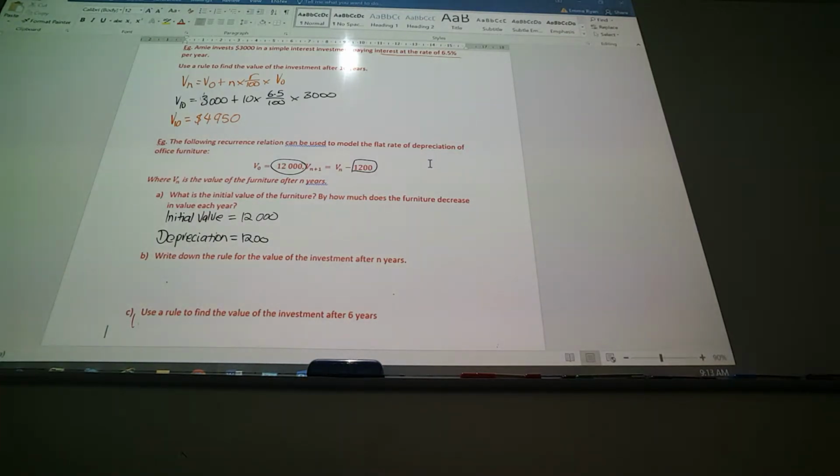Yep. For the initial value, can you just write V0? Yeah, that's fine. And D for depreciation or no? Yeah, that should be fine. Yeah.